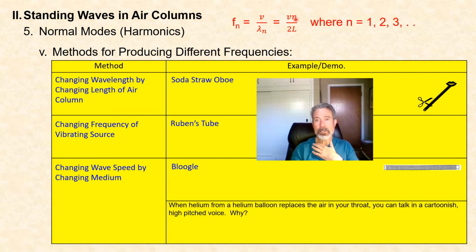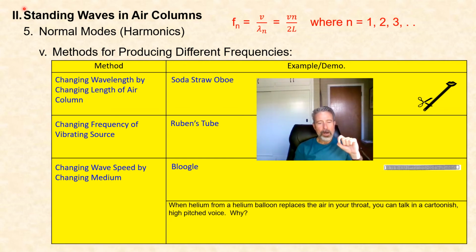But clearly you can see here that there is a direct relationship between the frequency of the wave and the speed of the wave in that air column. So changing the wave speed is another way to do that. Here is kind of an interesting example. When helium from a helium balloon replaces the air in your throat, you can talk in a cartoonish high-pitched voice, and I'm sure that many of you have done this. If you do this, you end up sounding like Donald Duck. What's going on?